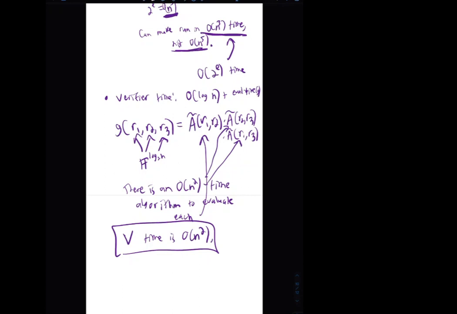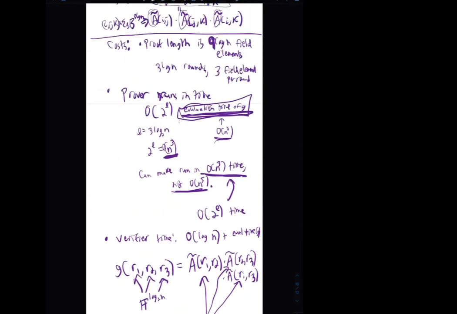Let me see if I want to say anything else. Yeah, so I'll mention this prover time n cubed. This matches the runtime, not of the best known algorithm for counting triangles, but of the straightforward algorithm, the naive one that iterates over every possible triangle and sees, is it a triangle or not?